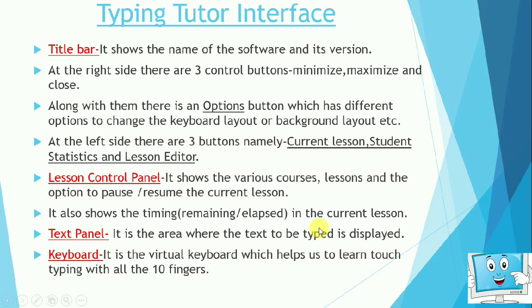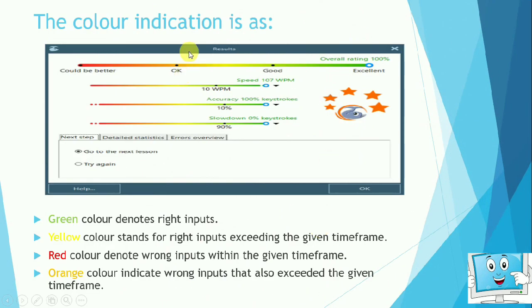Next we have the color indication. Whenever we complete a lesson, the result window is displayed like this. On the title bar, you can see here "Results" is written. So it denotes the result in the form of 4 colors: green, yellow, orange, and red. Green color denotes the right inputs, that is whatever you have typed is right, that is a good result.